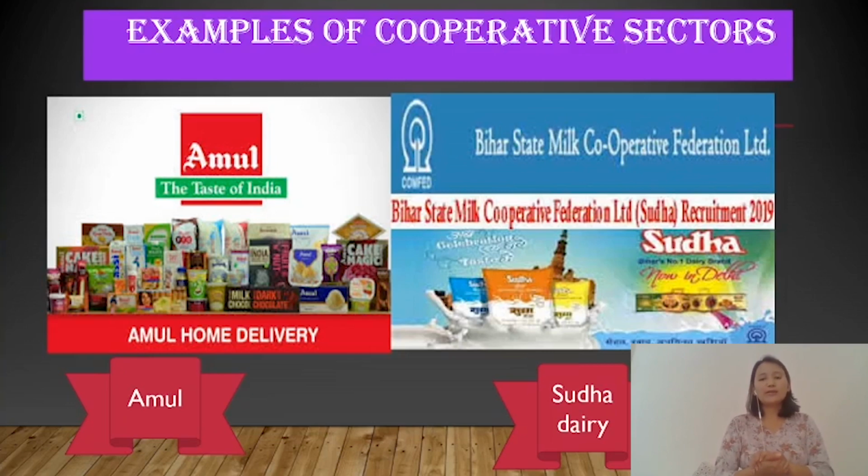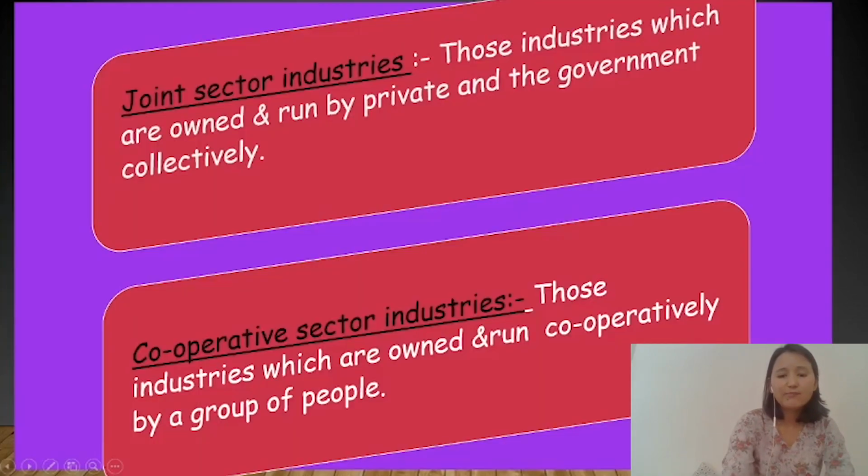Okay, then Sudha Dairy. Sudha Dairy is an industry. They produce milk, and they also produce milk related products. So this Sudha Dairy is an industry which is set up by a group of people. So these are the examples of cooperative sectors in India.